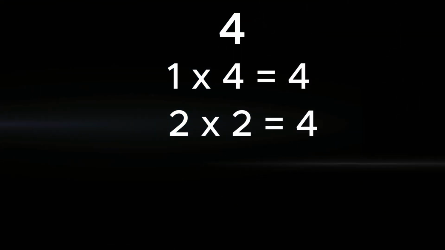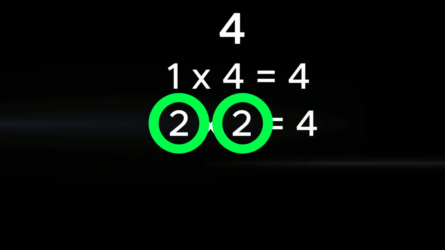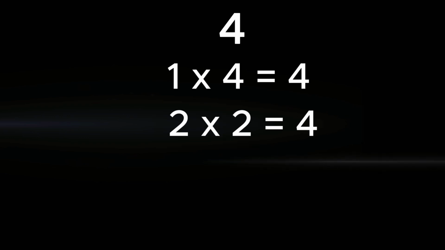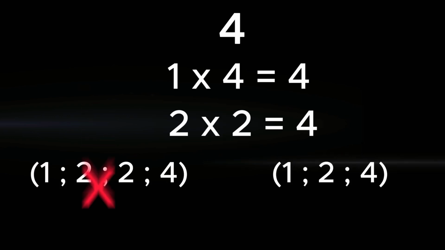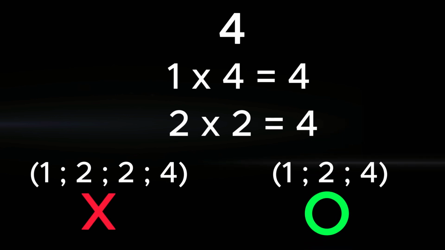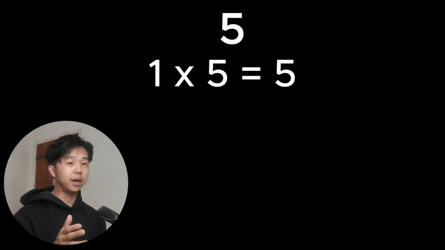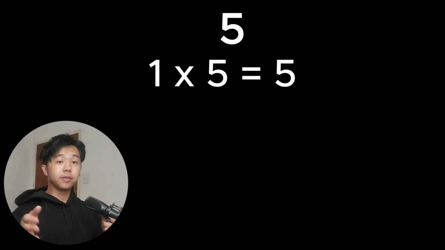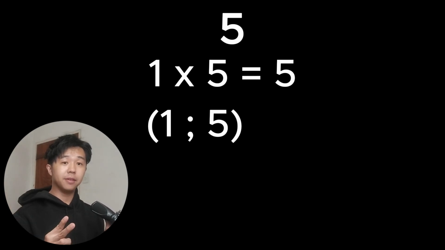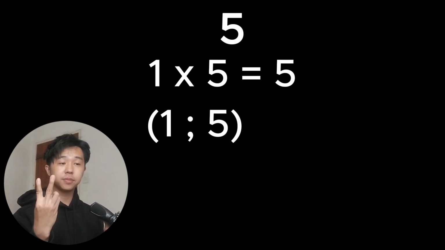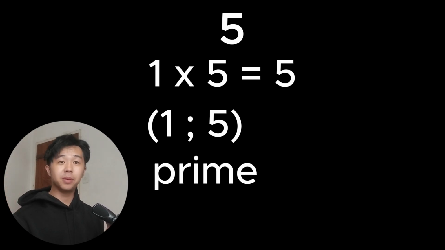If we have repeating factors like 2 times 2 or 3 times 3, we do not write the factor out twice. We only write it out once in the list. Okay, so let's take 5. How do we get to 5? 1 times 5 equals 5. And that's about all I can think of. So the factors of 5 are 1 and 5. Those are 2 factors. Therefore 5 is a prime number.